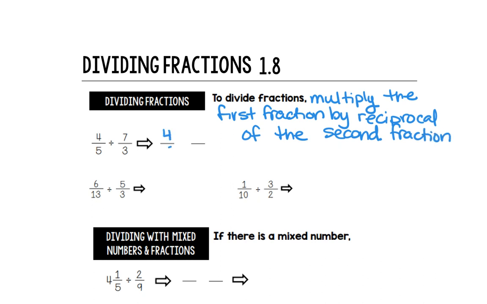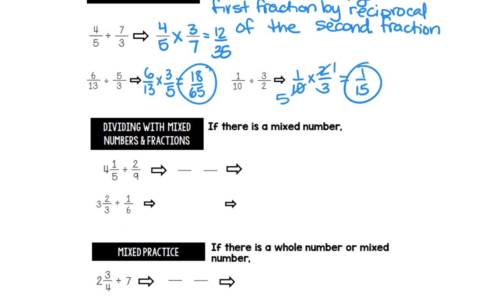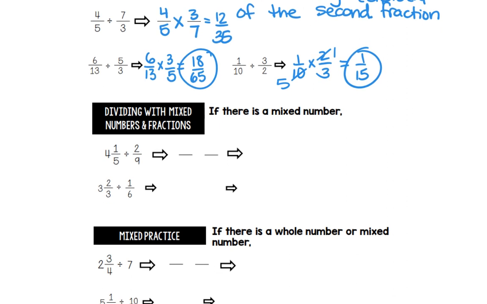So in this case, we keep, change it to multiplication, and then flip from there, and that gives us 12 over 35. Try these next two on your own before we get to dividing with mixed numbers and fractions. We get 18 over 65 and 1/15. So if there's a mixed number, you first need to change that mixed number to an improper fraction. So let's just rewrite it as a fraction.